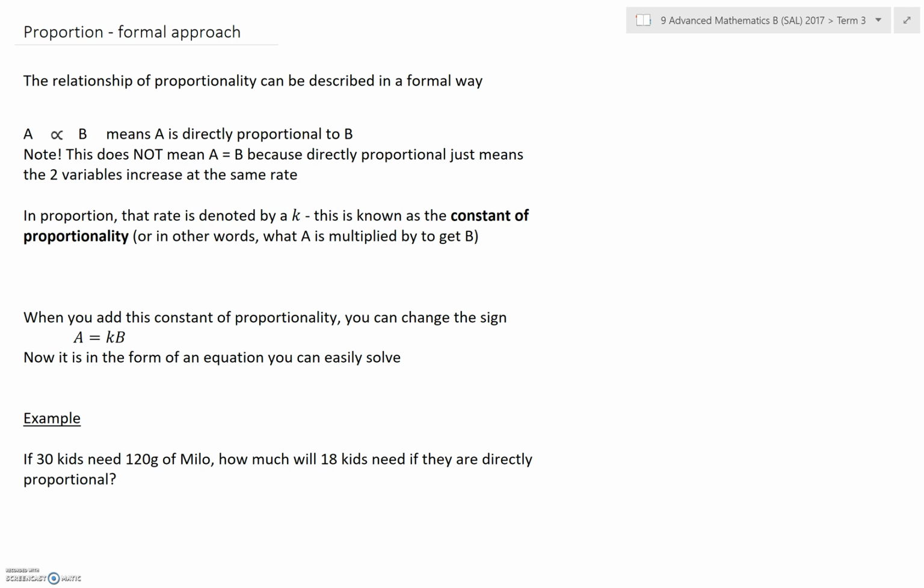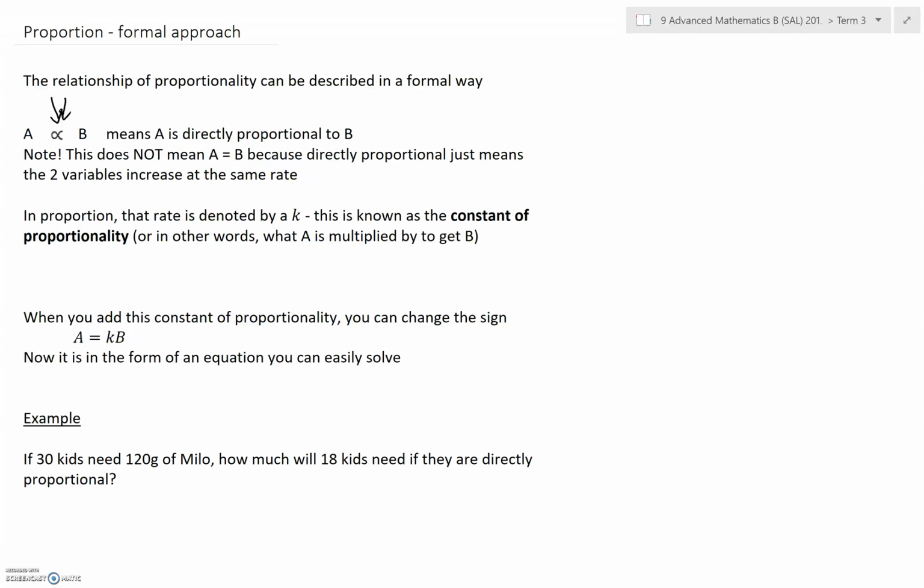A is proportional to B. So see this little symbol? This is the symbol that describes proportionality. A is proportional to B does not mean that it's exactly the same as, does not mean that it's equal. It means that it's directly proportional. So remember that direct proportion means the two variables increase at the same rate. So they're each increasing at their same individual rate, which are not necessarily the same thing.